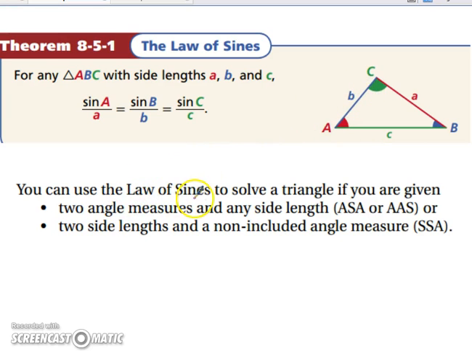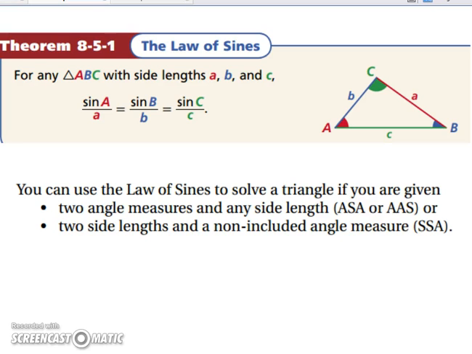You can use the law of sines when you have two angle measures and any side length, or two side lengths and a not included angle measure. So if you have something like angle side angle, or angle angle side, or if you've got side side angle, that's when you can use the law of sines. If you don't have one of these, you'll learn in a later section about the law of cosines. Let's try practicing.